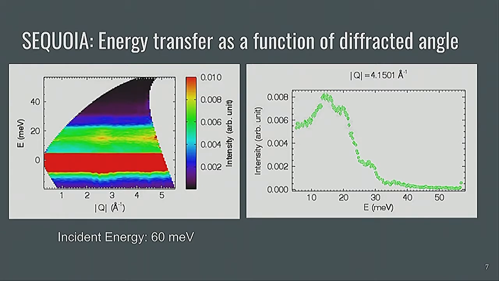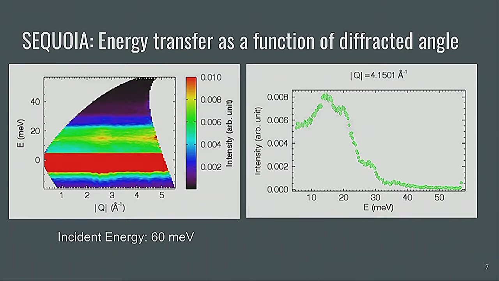This is because some of the Q and E combinations are not available with this instrument setup. And the y-axis is energy transfer. You can see it can be positive or negative. This means the neutron can gain energy or lose energy. Another dimension is represented by the color. The red is the most intense, and as it goes darker and darker, it becomes less and less intense.